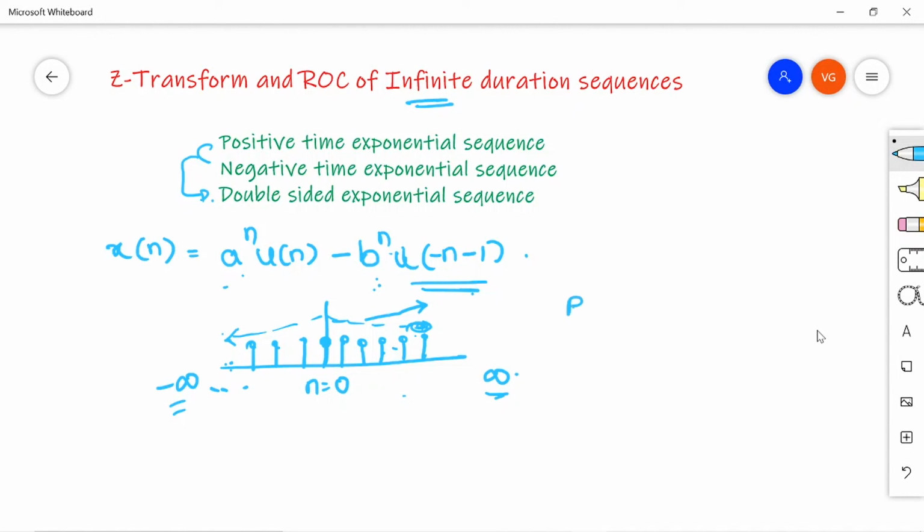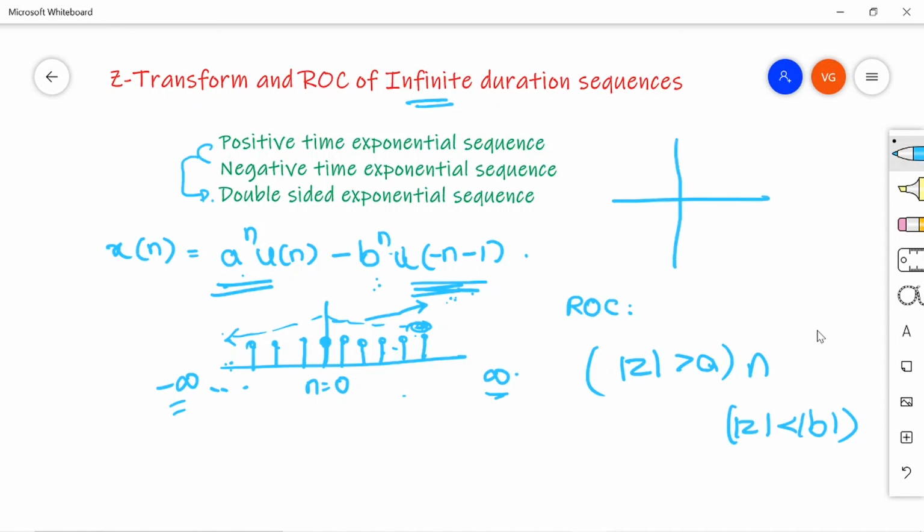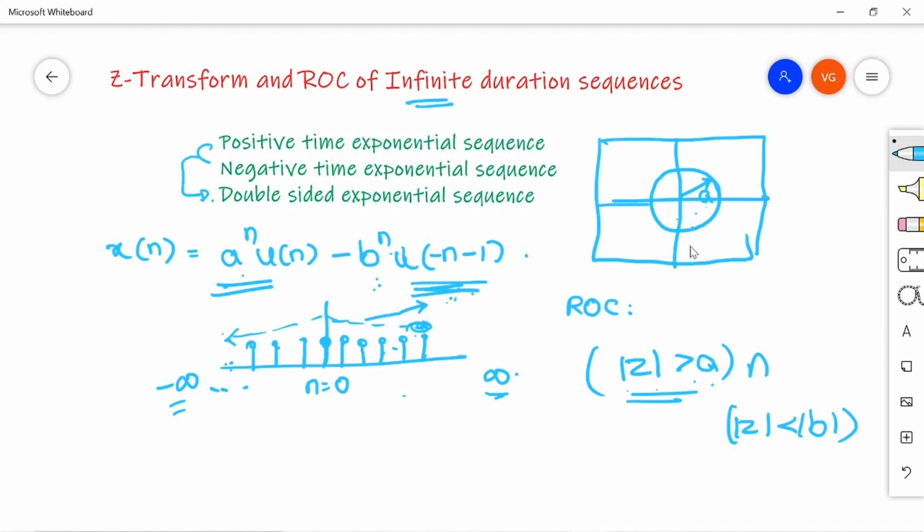Coming to the ROC, ROC is defined as mod z greater than a intersection mod z less than b. That is again the combination of the positive side sequence plus the combination of negative side sequence. That is, you will have an annular region. So mod z, take a circle of a, right, with radius a. So your ROC is mod z greater than a means entire z plane after this circle, right, after this a. So this full portion will be your region of convergence. The region of convergence will be the entire z plane except this circle of radius a.